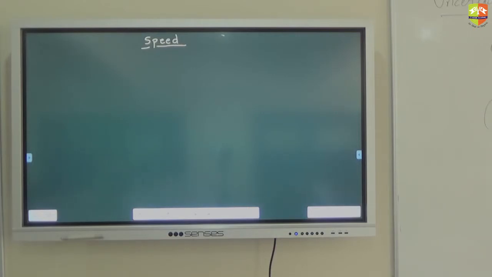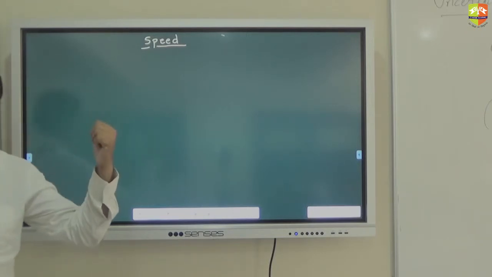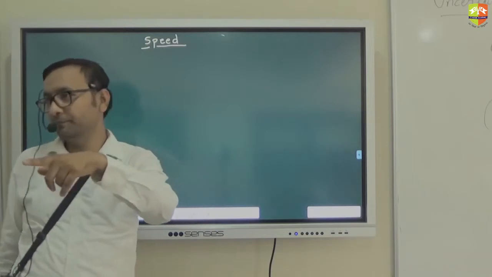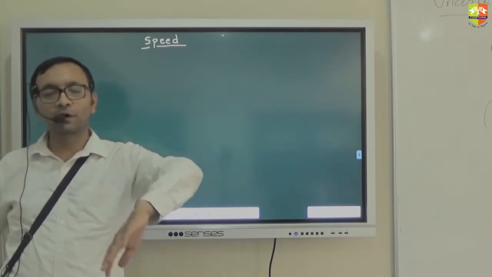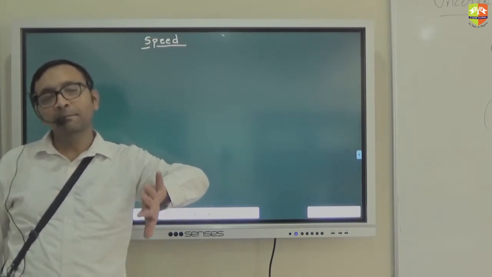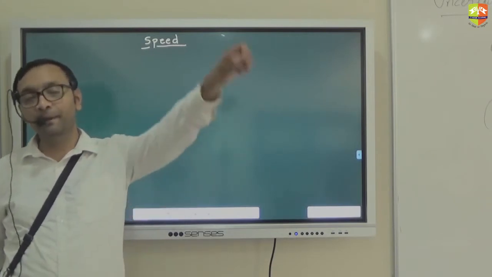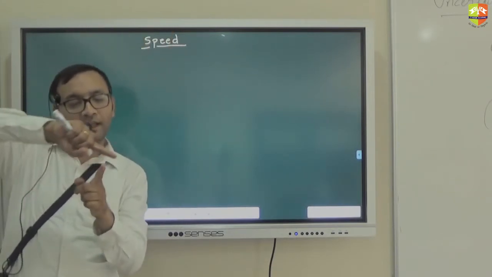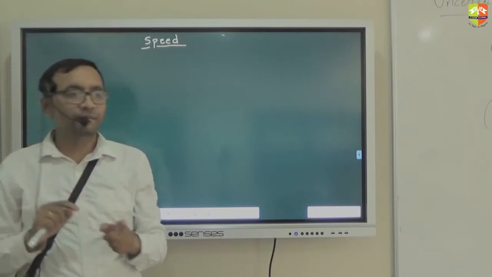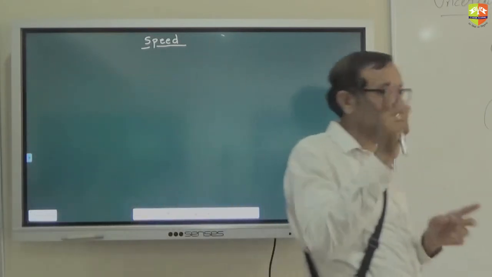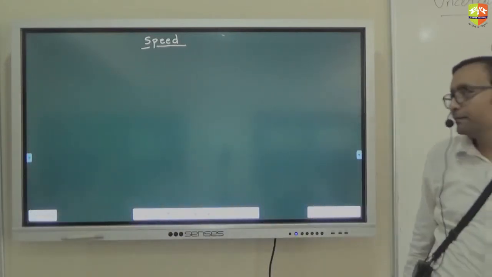Speed represents how fast. By the way, the previous question, you found the displacement, right? The homework is, those who want to aim for advanced level, please find out the distance covered by point P. It will move in a curved path like that. It's not a circle. Anyway, that is homework.